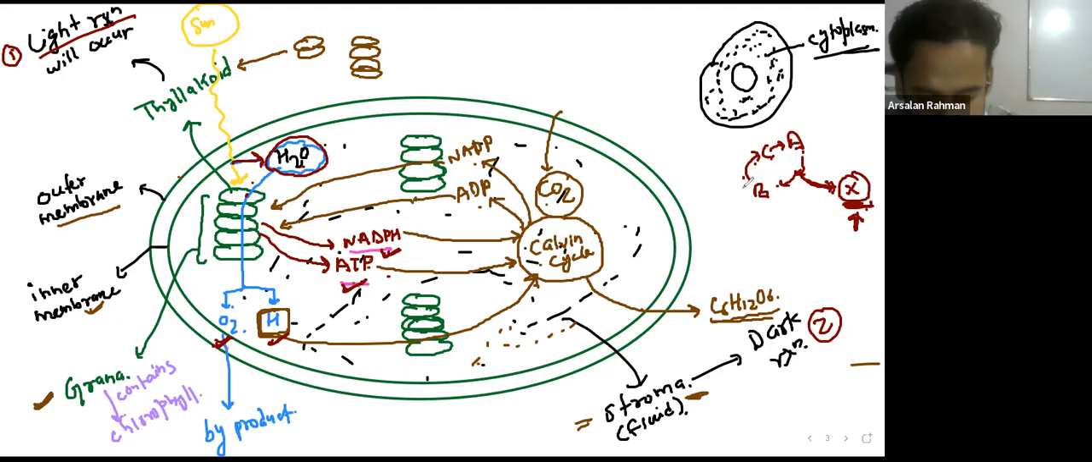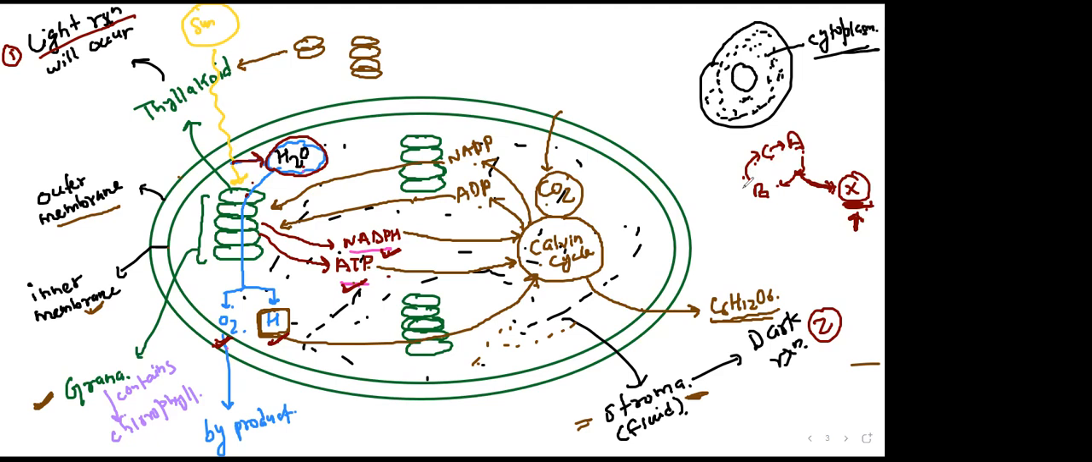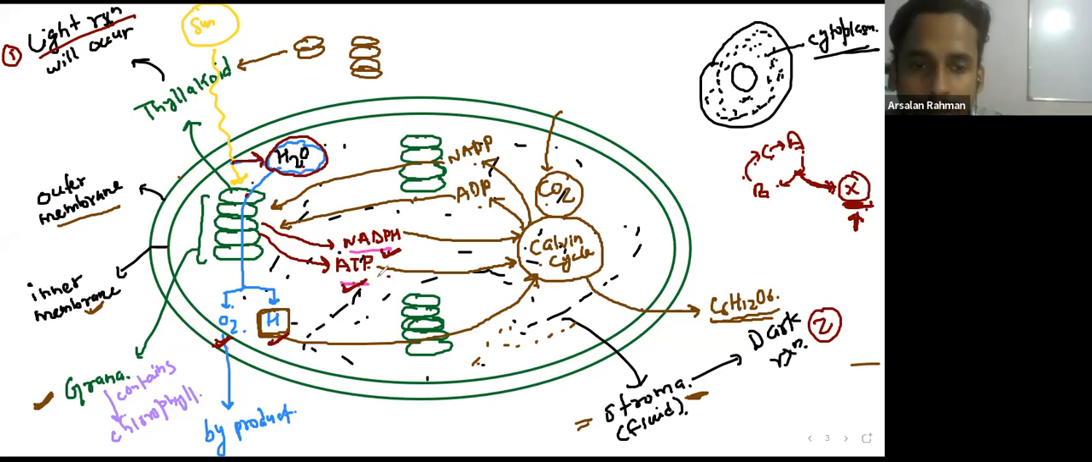Yes or no? Yes, sir. Okay. Now this ATP and NADPH will enter into a series of reactions in a cycle known as the Calvin cycle. And in Calvin cycle, what is the raw material for dark reaction? CO2. And we have to convert CO2 into C6H12O6.